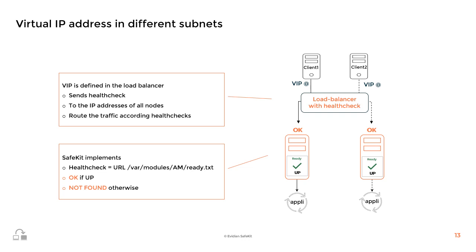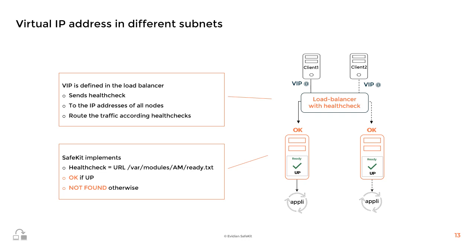Instead, the virtual IP must be defined at a load balancer level. The load balancer must be configured with the physical IP addresses of the two nodes and with a health check to route the traffic to available nodes. SafeKit offers such a health check per module by answering to a URL with the ready.txt file. If the module is up, the URL returns OK. If not, the URL returns not found. Thus, the load balancer routes the traffic to the nodes where the application runs.